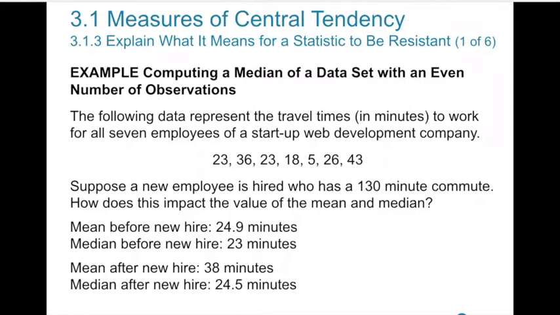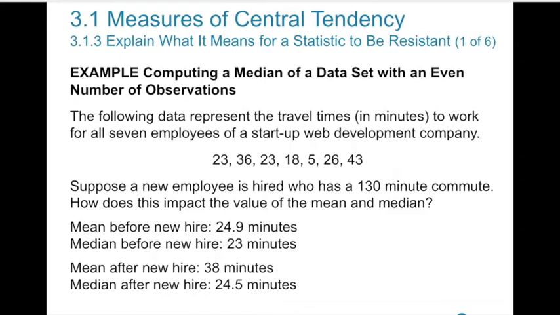Suppose we have a new employee that's been hired and we're going to add their data in to that set that we have of 7 pieces of information. So our new person has a 130-minute commute. Now, based on what we had already, we had commutes anywhere from 5 minutes to 43 minutes. That was the extent of it. So everybody was pretty close together, but now I have this person that's driving from far away. They've got a 130-minute commute. So should I use the mean or the median?